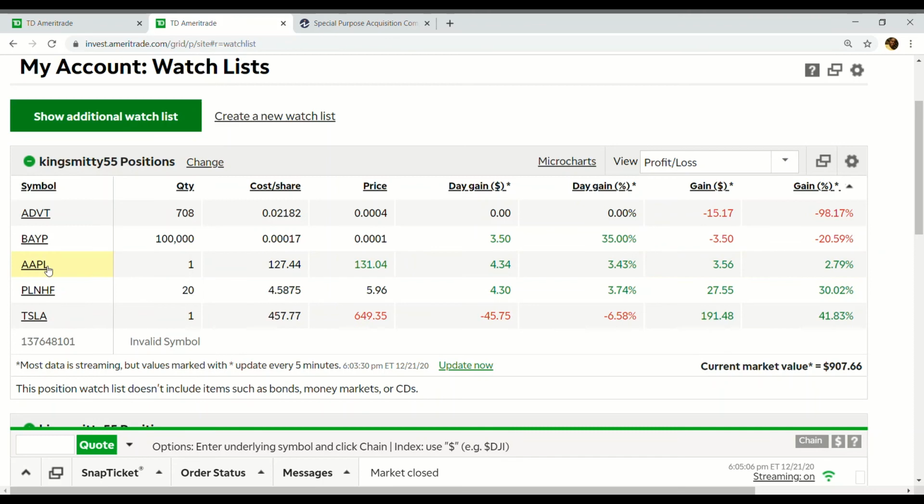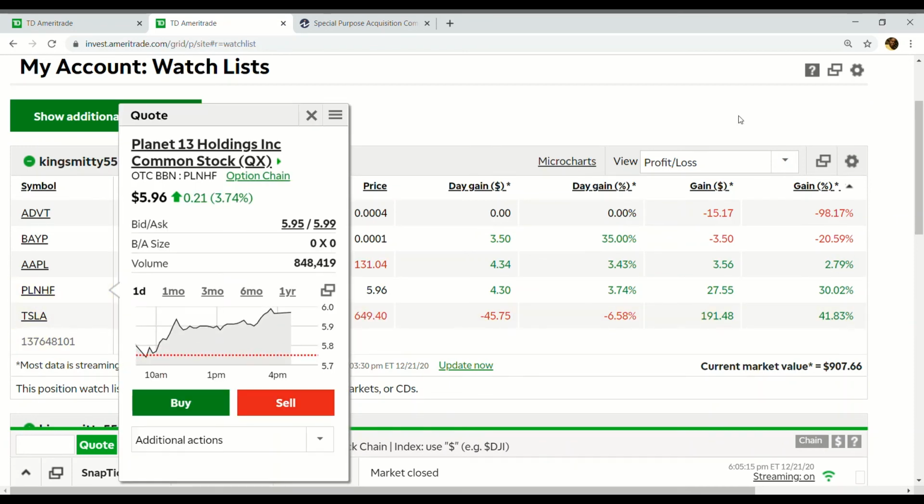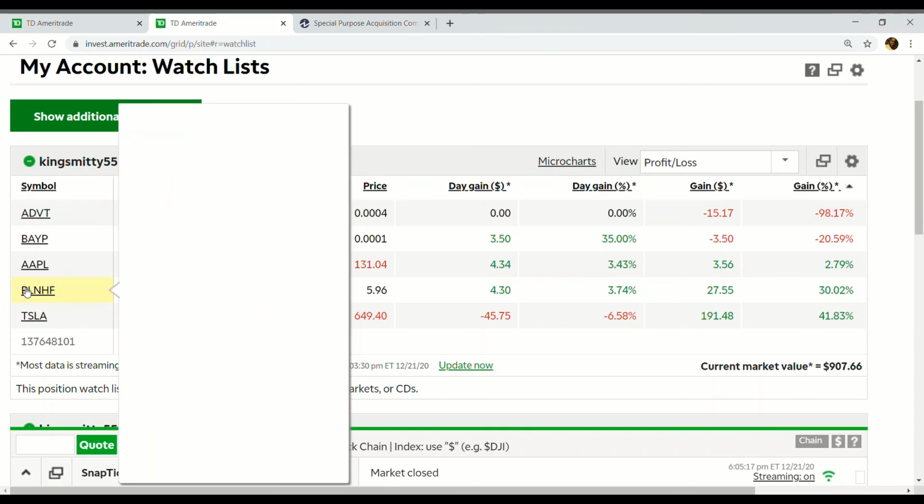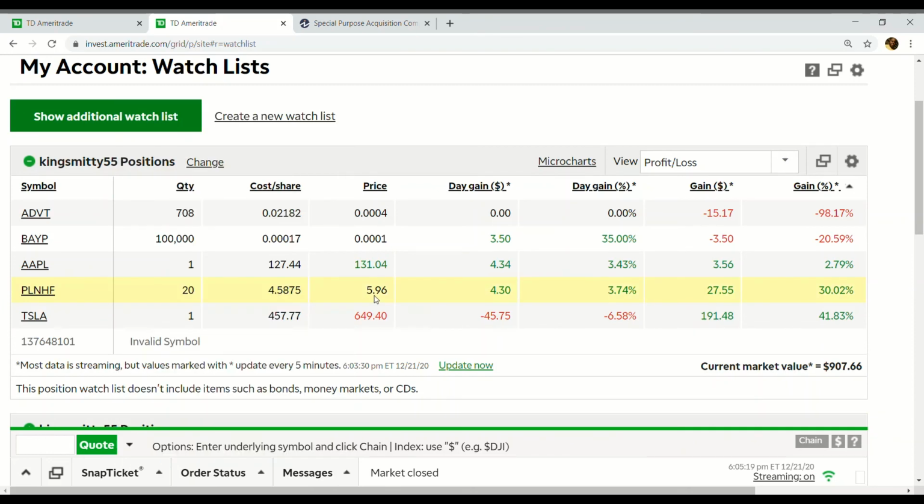Apple, like I said, I did buy that and Tesla on the split, looking for good returns on that in the long run. And my Planet 13 holdings, which is a cannabis stock that I bought. Going forward, I'm looking to hold that for a good amount of time as well, and see high growth on that too.